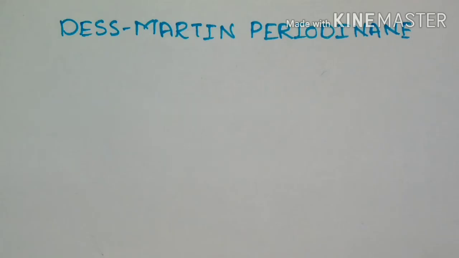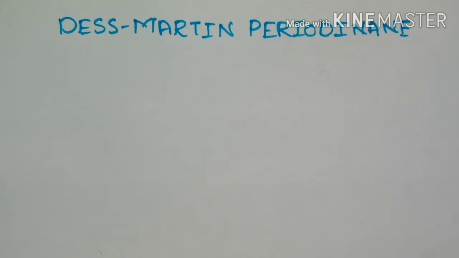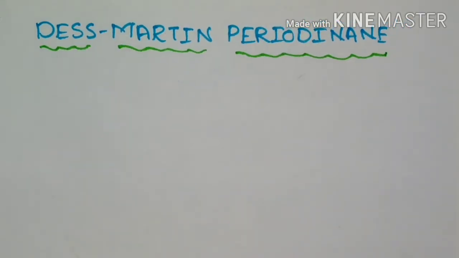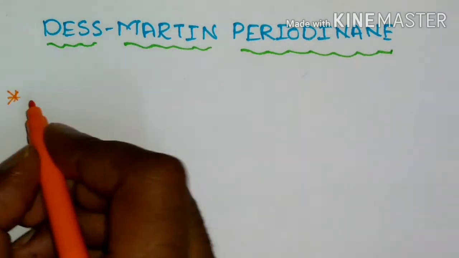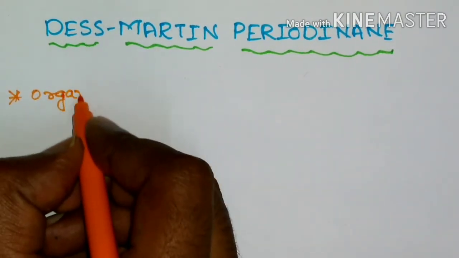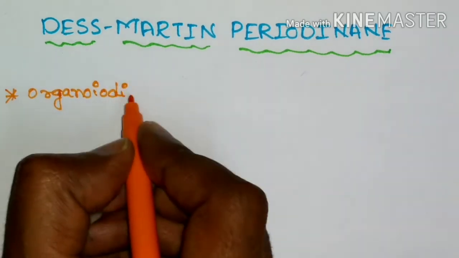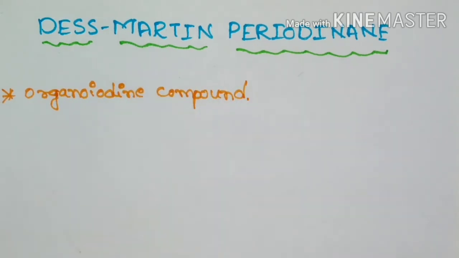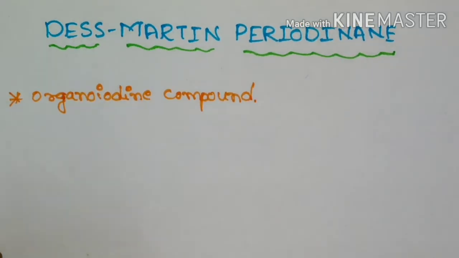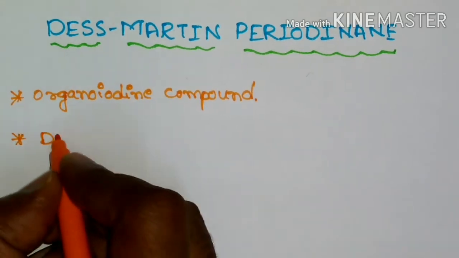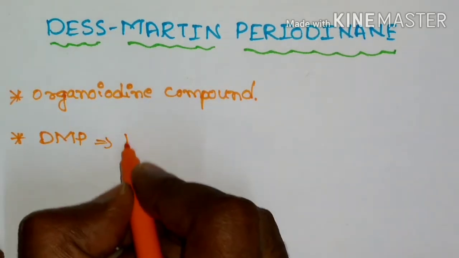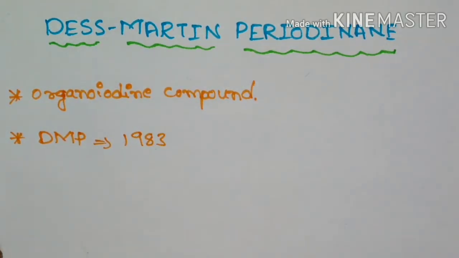Hi students, today I am going to discuss one of the important reagents, that is Dess-Martin periodinane. So what is this Dess-Martin periodinane? It is an organoiodine compound, and in simple terms it is abbreviated as DMP, and it was identified in the year 1983 by Dess and Martin.